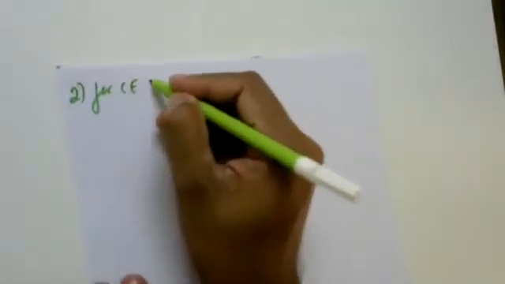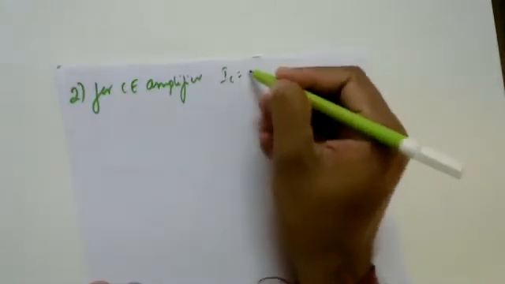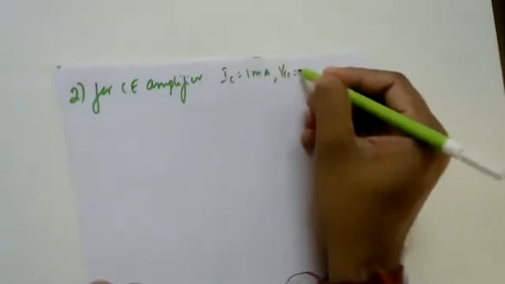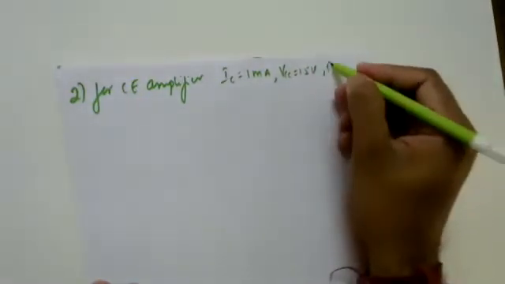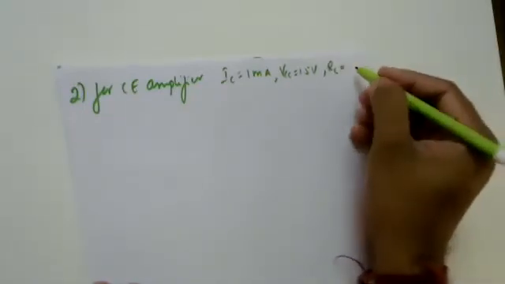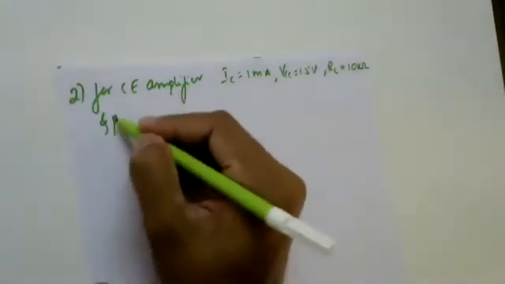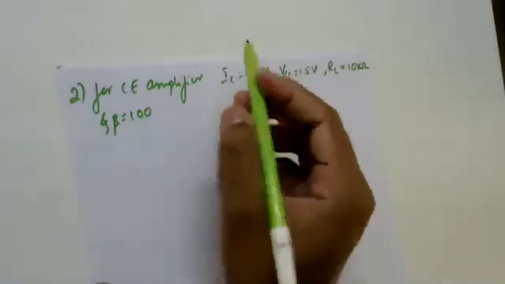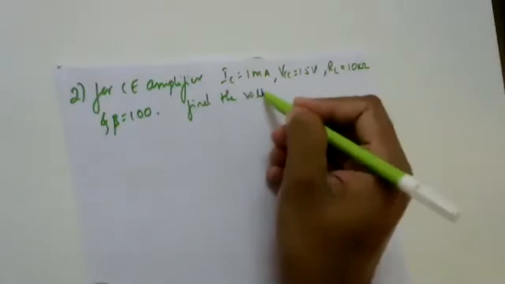For a CE amplifier, he has defined IC is equal to 1 milliamp, VCC is equal to 15 volts, RC is equal to 10 kilo ohms, and beta is equal to 100. Find the voltage gain.